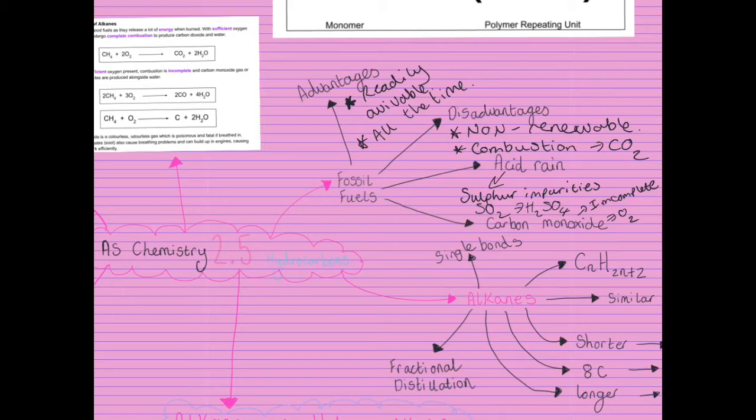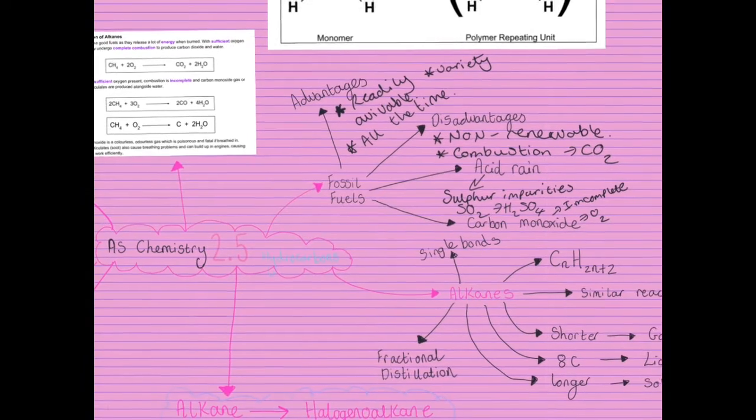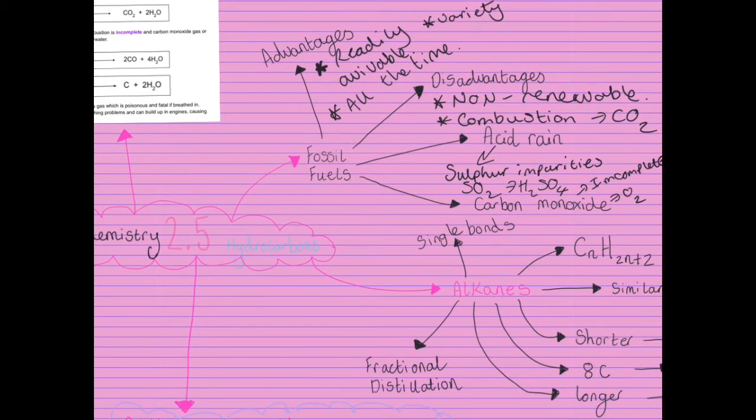They come in a variety of forms as well. There's loads of different types, different uses. They're available all the time, so we don't have to rely on the weather. But obviously a big disadvantage is they're not renewable, so eventually they will run out. The big thing is that they take millions of years to form.